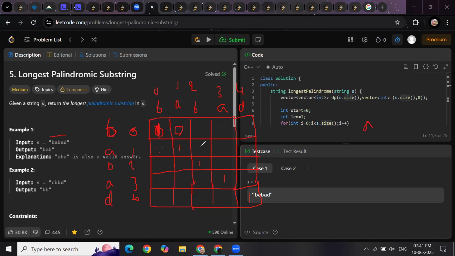Now coming to this cell. This cell is saying a string starting with A and ending at B. So A and B are not the same, so it will not be a palindrome. Now coming to the next. Next is B and A. Again it is not the same, so it will be 0. Another is A and D. Again it is not the same, so it will be 0.